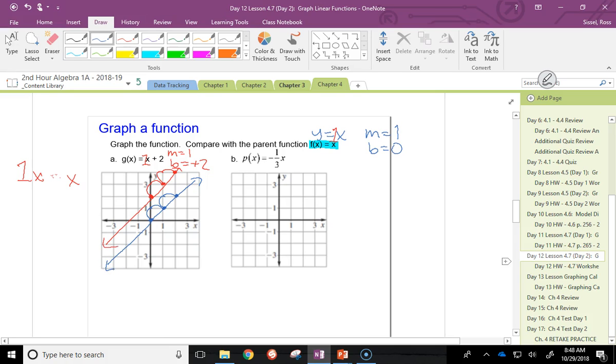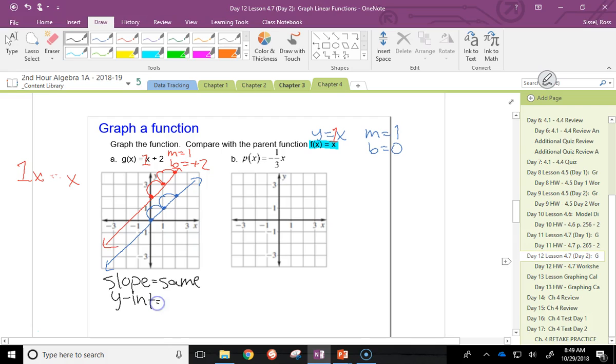So when we compare, what do we compare? Slope and y-intercept. So our slopes, are they the same or different? They're the same. It's just up 1 over 1. So the slopes are the same. But what about the y-intercept? That's different.